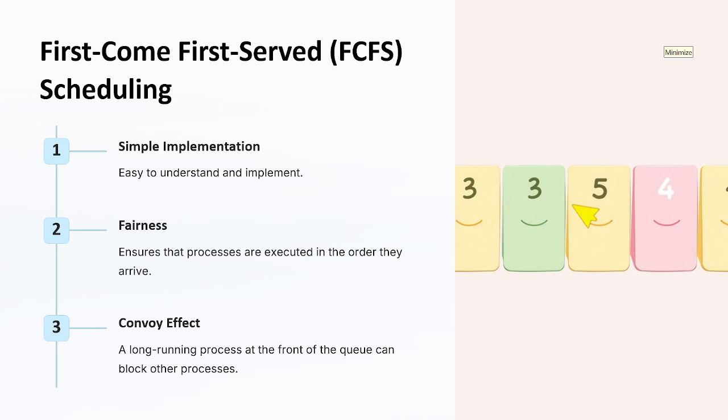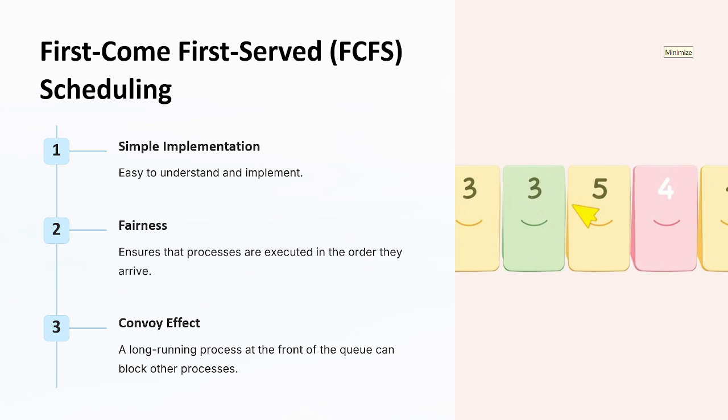When we talk about FCFS scheduling, it is the first and simplest scheduling algorithm compared to the others. It is easy to understand, maintain and implement. For fairness, it ensures the processes are executed in the order they arrive. And the convoy effect means a long running process at the front of the queue can block other processes, because the processes enter in the order they arrive.